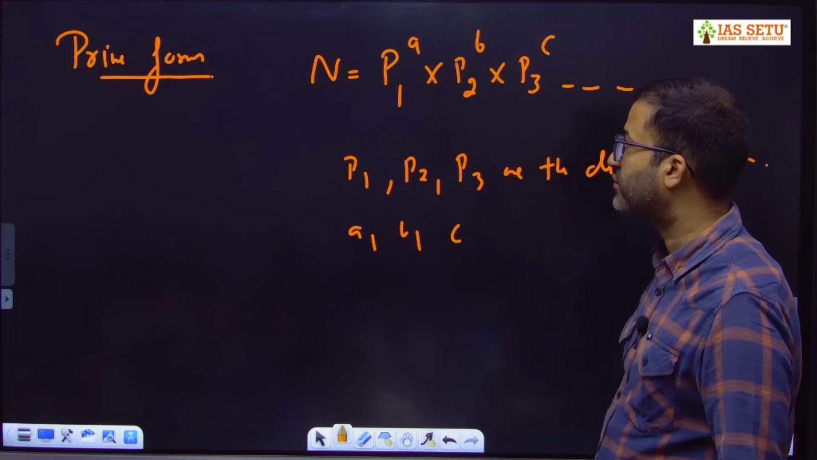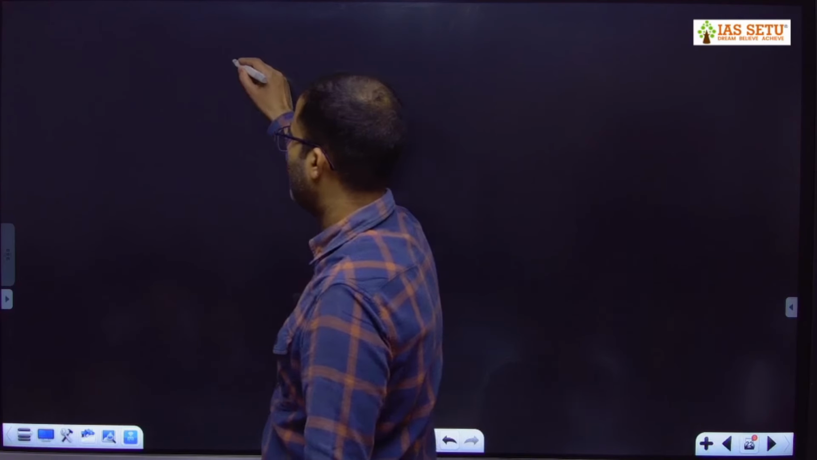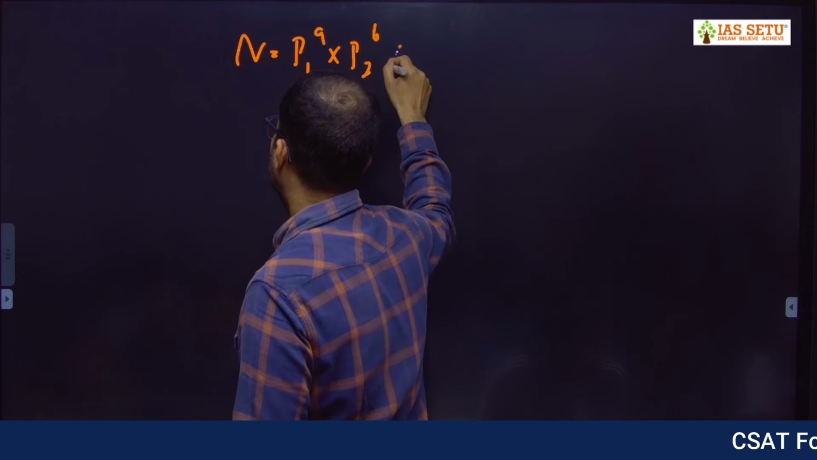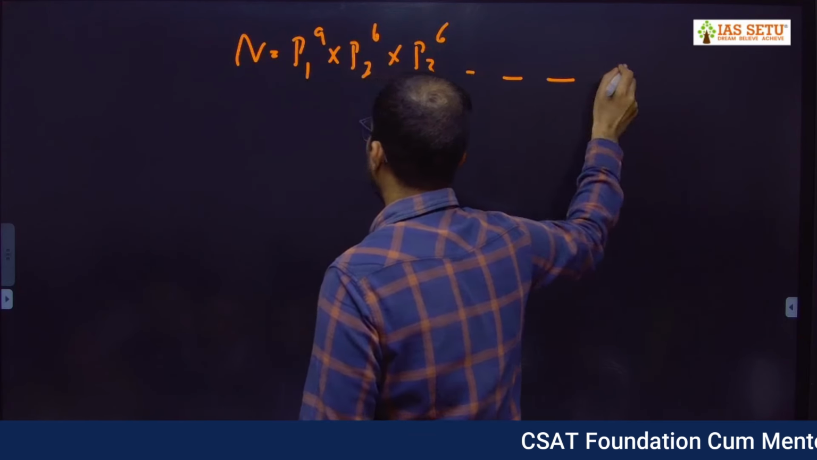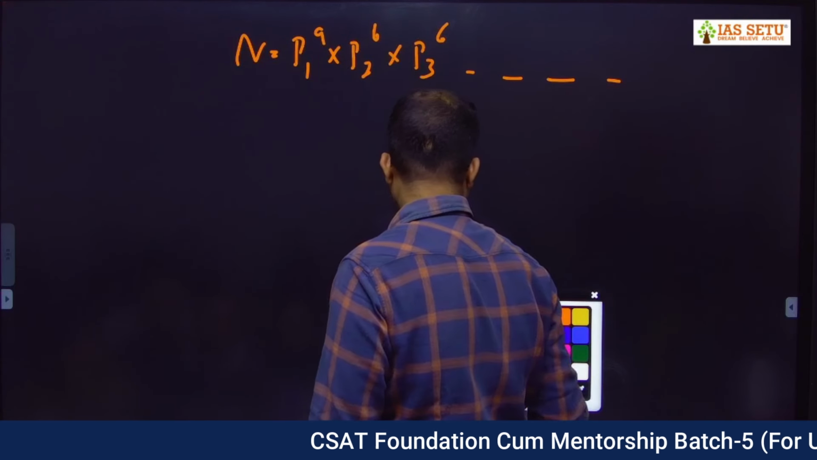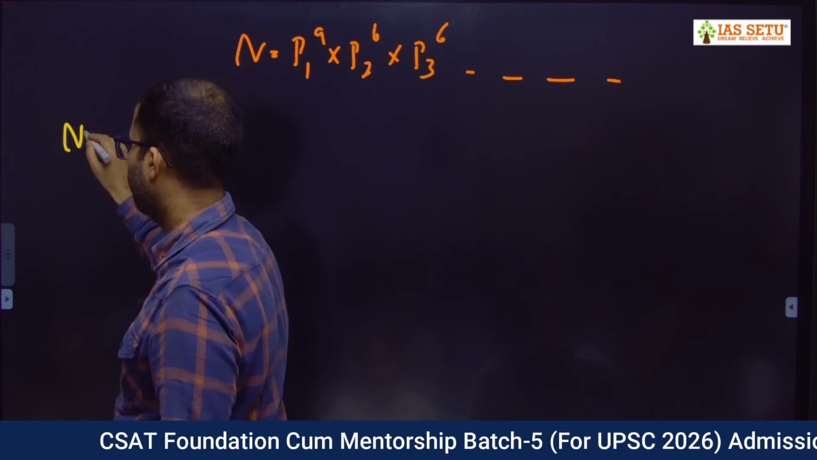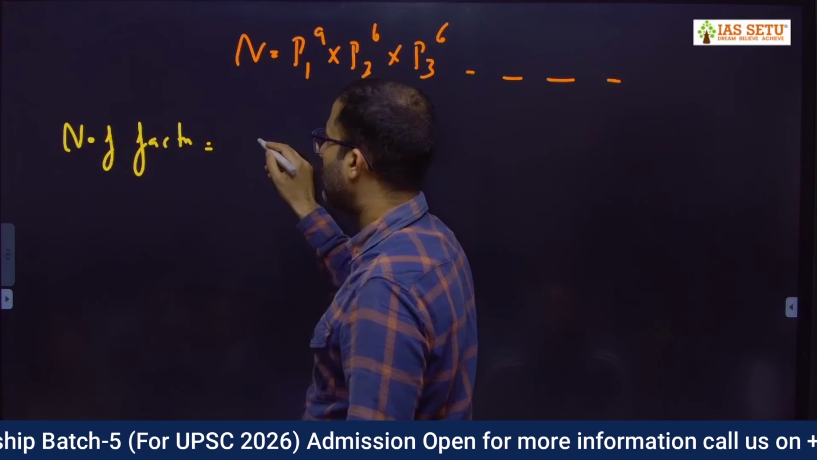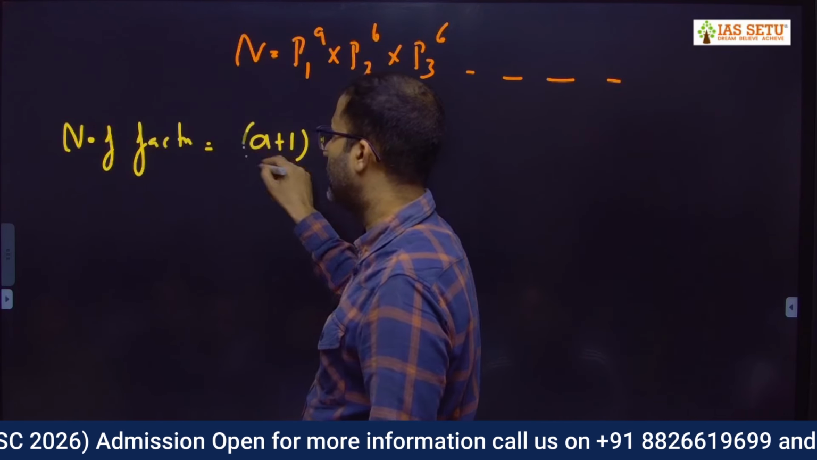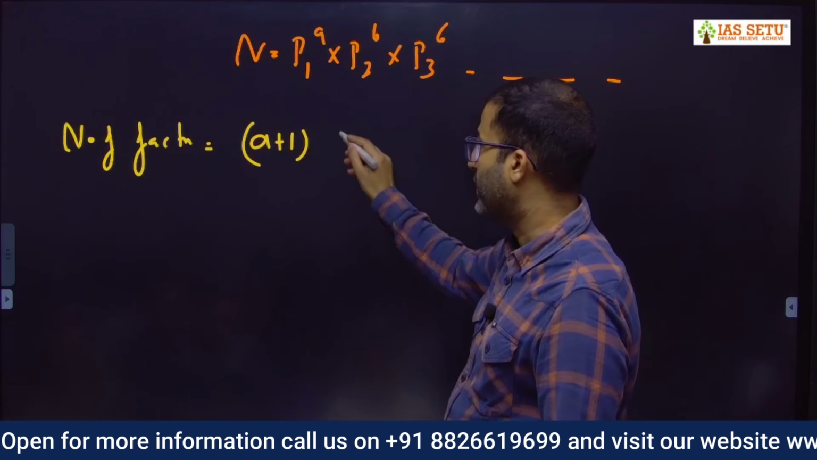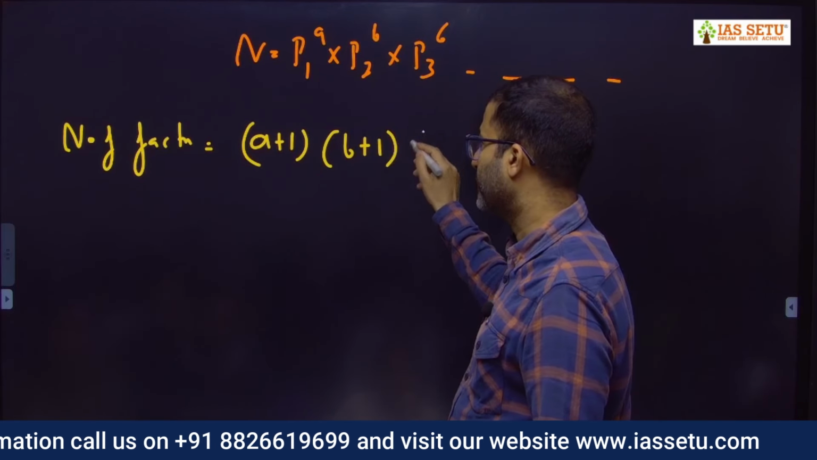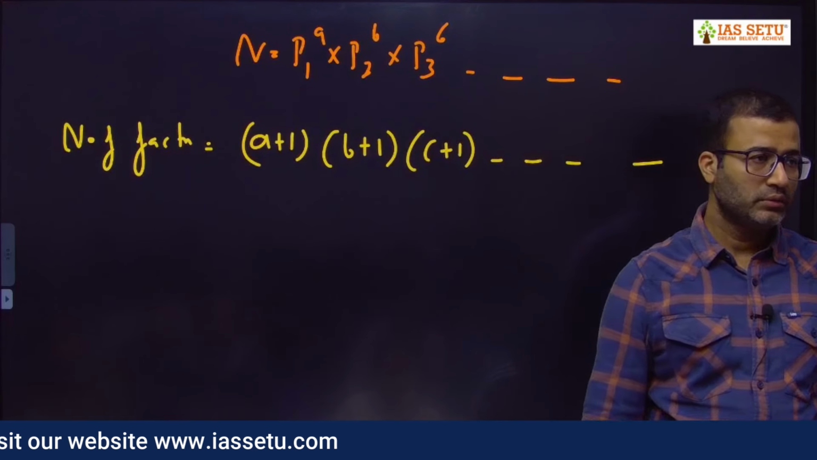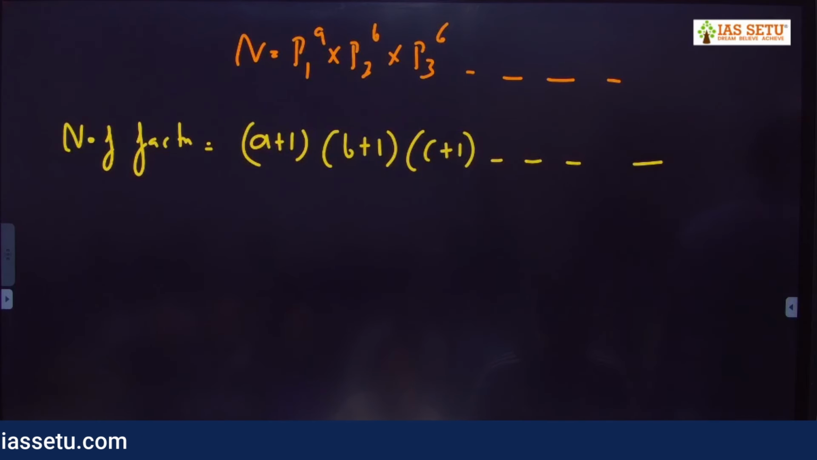So first thing is we have to convert the number in prime form. Now I tell you the shortcut. What is the shortcut for number of factors? You write: in these powers, we add 1, 1 and multiply. a plus 1 into b plus 1 into c plus 1 and so on.